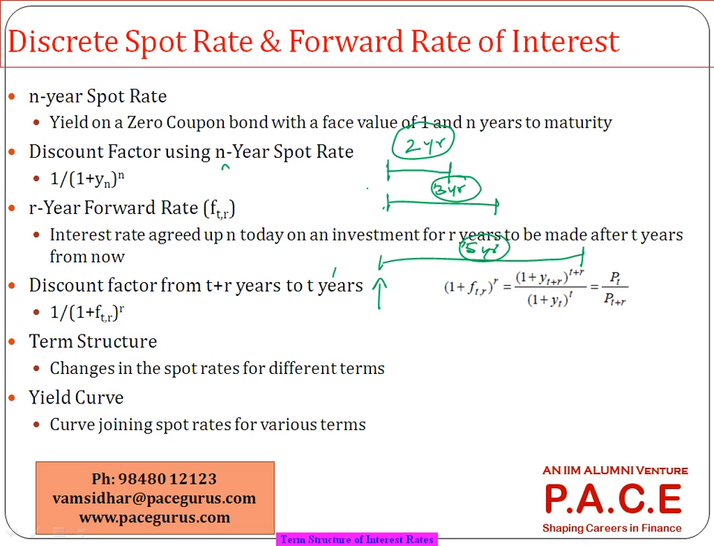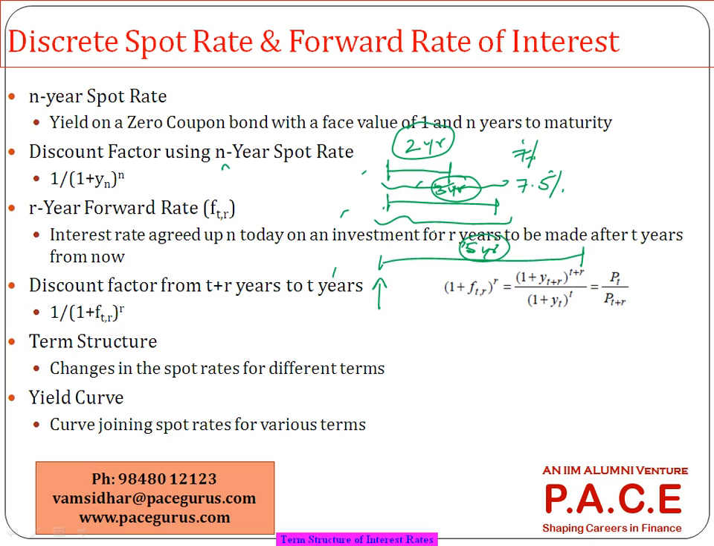This is not incremental. I mean, when someone says the 2 year interest rate is 7% and the 3 year interest rate is 7.5%, it doesn't go as a slab, up to 2 years 7% and from 2 to 3 years 7.5%. It does not go like that. For the entire 3 year period, it is given as 7.5% per annum. So that is what we are calling a spot rate.